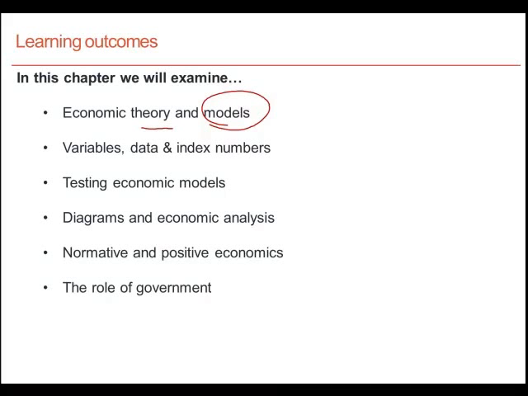When we build a model, we have to try to validate it, or at least examine if it has some degree of validity. And we do that by gathering data on certain economic variables, and sometimes we will construct index numbers in order to get the data into suitable form. We will then test the economic model by means of the data. So diagrams will form a central role in our analysis in this course. We will finish this lesson by investigating the difference between normative and positive economics and the role of government.